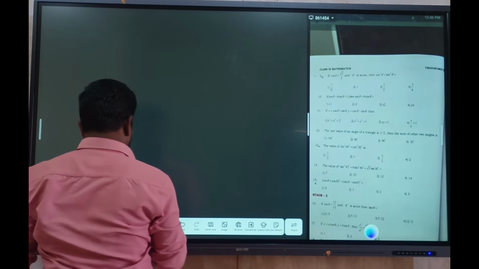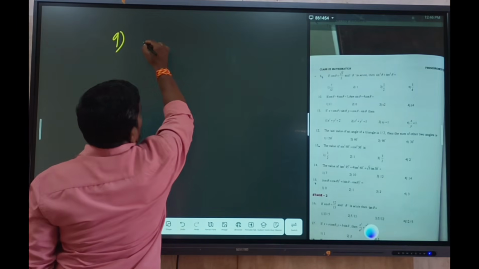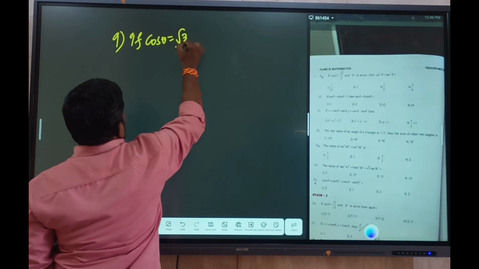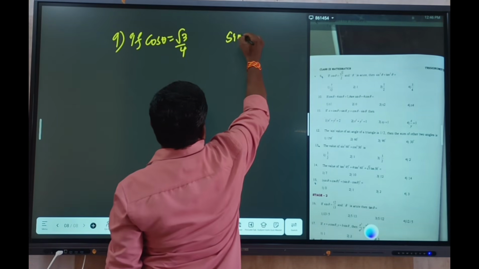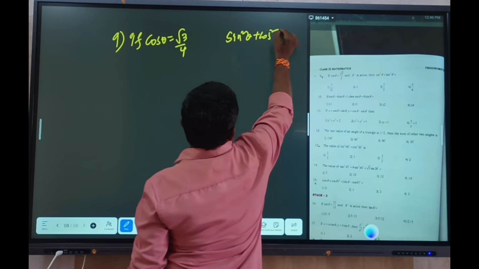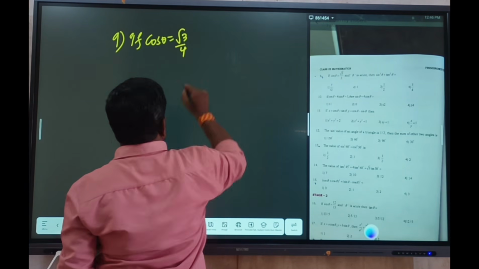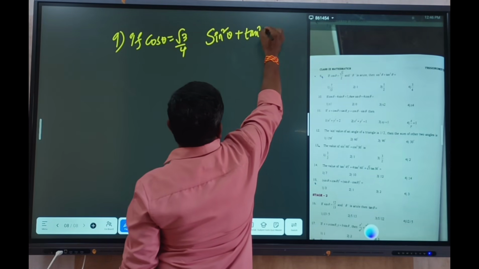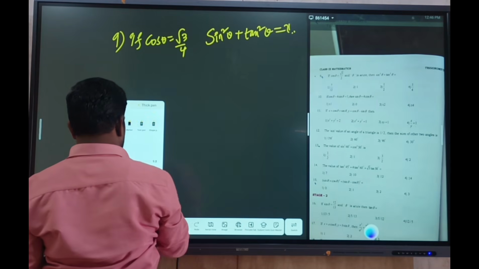Look here, the ninth question, for example. Now I am taking the ninth question. If cos theta is equal to root 3 by 4, then what is sin square theta plus tan square theta? The question is asking for this value, and options are given here also.